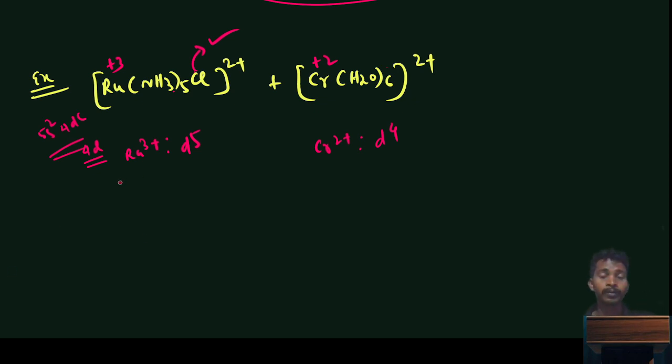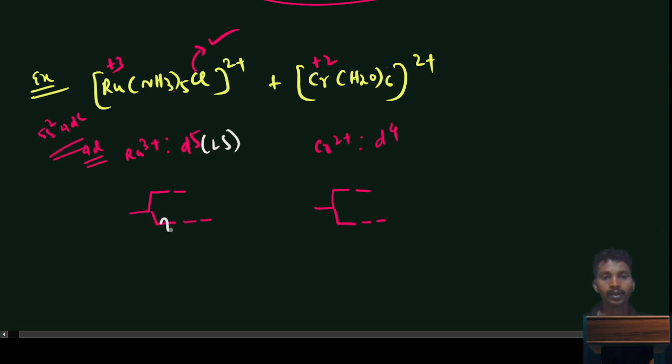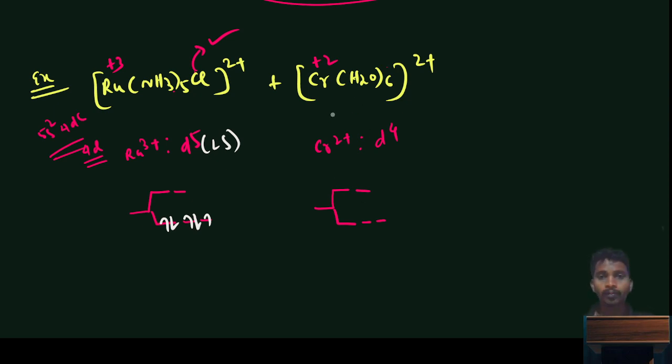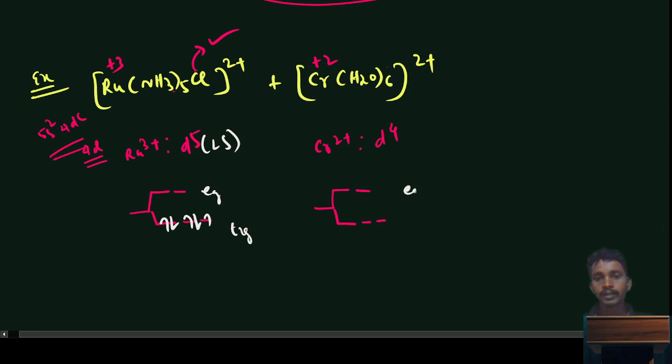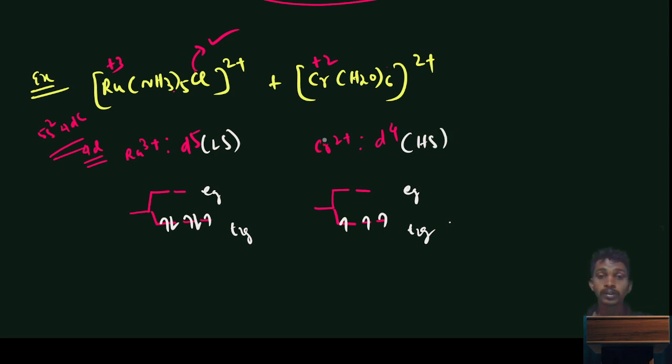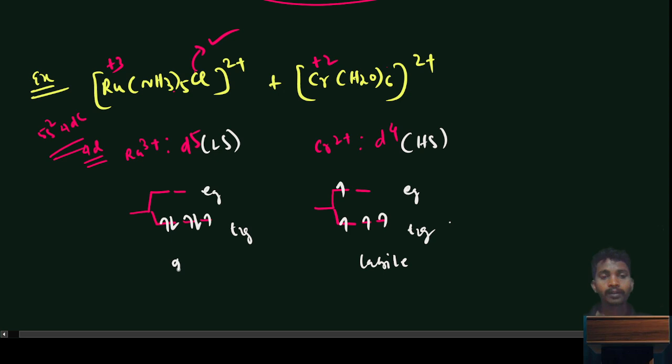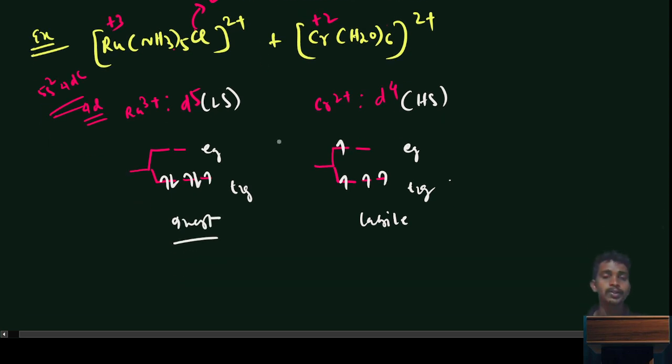Whenever it is the 4d series or 5d series, it is always low spin complexes. So this becomes d5, 1 2 3 4 5, low spin always because of 4d and 5d. For this case, d4, this is eg and this is t2g, 1 2 3 4. This is high spin because for +2 in the 3d series, up to en, all are weak field ligands. So electrons enter the eg orbitals, which means this is labile and the other is inert. At least one has to be labile for the inner sphere mechanism, so one is labile, and we will go through the inner sphere mechanism.